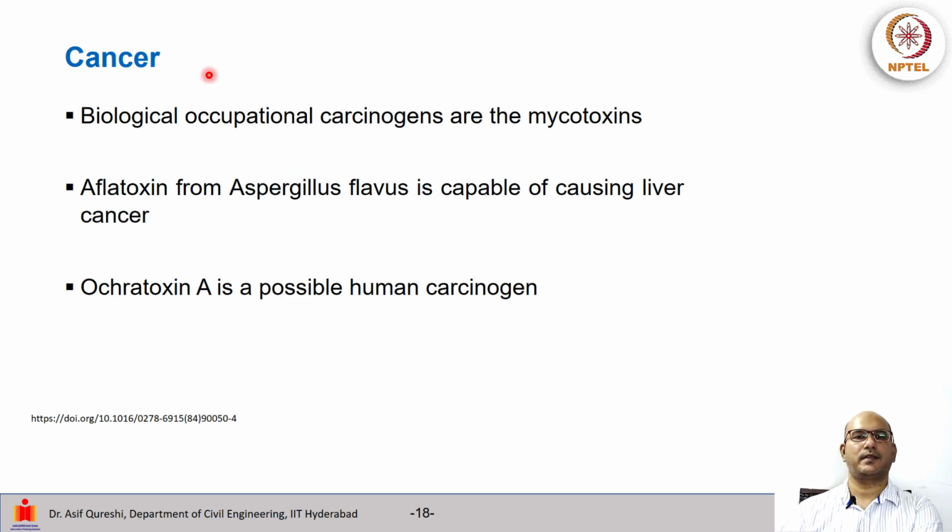Then we have the cancer. So we have some biological occupational carcinogens, and these are basically our mycotoxins. For example, aflatoxin from the Aspergillus flavus is highly dangerous and capable of causing liver cancer. The ochratoxin is a possible human carcinogen.